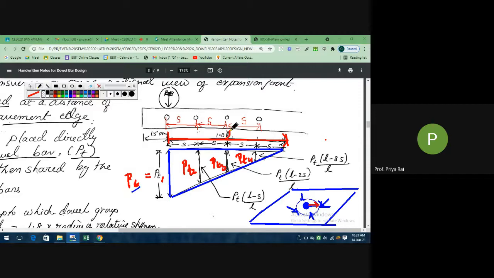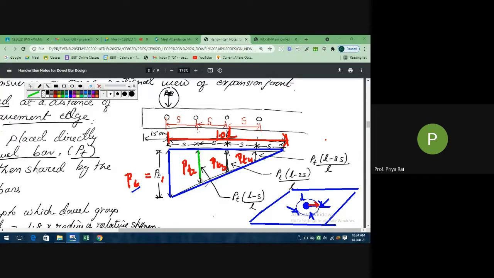Theoretically it was 1.8 L, but practically it is seen that it will be 1 times L. So instead of 1.8 in our previous old method, where we considered the radius of this effect as 1.8 L, in the modified version this has been reduced to L only. So this distance is L. From this diagram we can see that the base of this blue triangle is L, and the height of this blue triangle is PT.